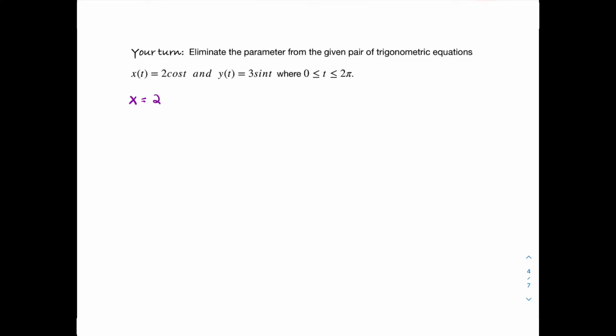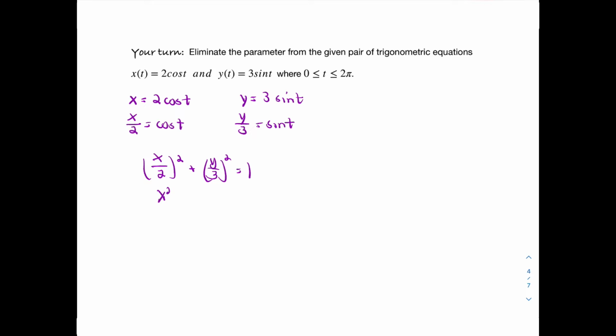Since x of t is equal to 2 cosine of t, I solve that for cosine of t, and I get cosine of t is equal to x divided by 2. Do the same thing for the y equation, and I end up with sine of t equal to y divided by 3. So using our Pythagorean theorem, I have (x over 2) squared plus (y over 3) squared is equal to 1, or x squared over 4 plus y squared over 9 is equal to 1. And there is our curve. I didn't ask you to sketch this one.